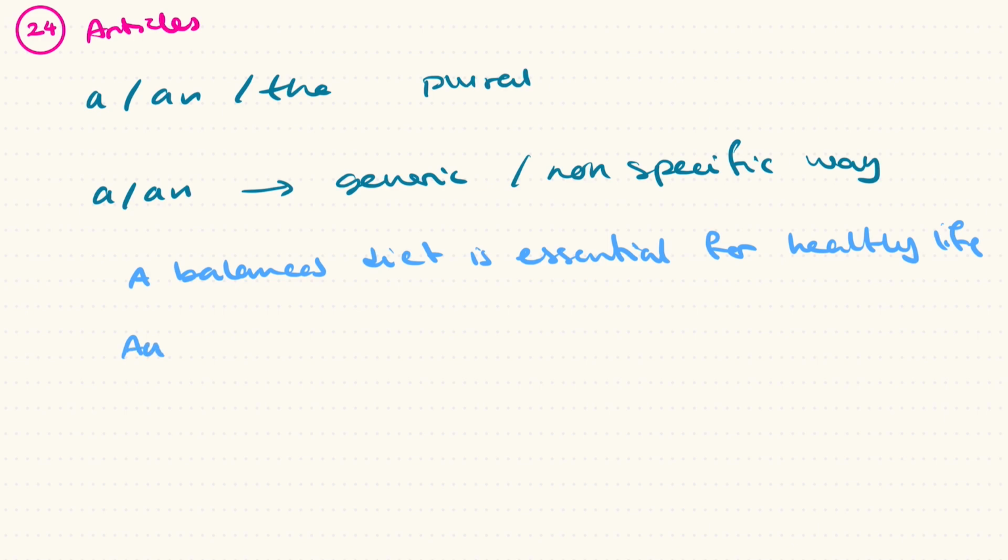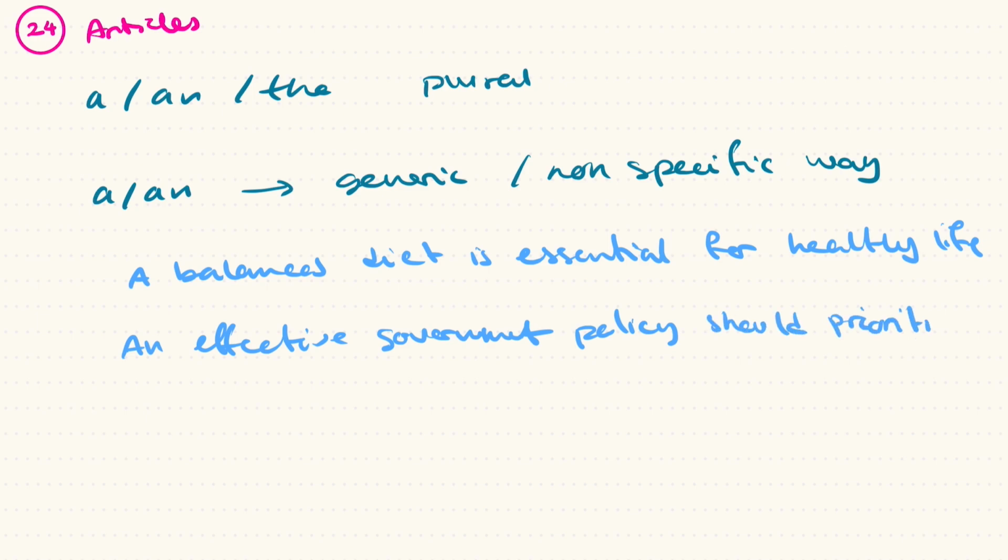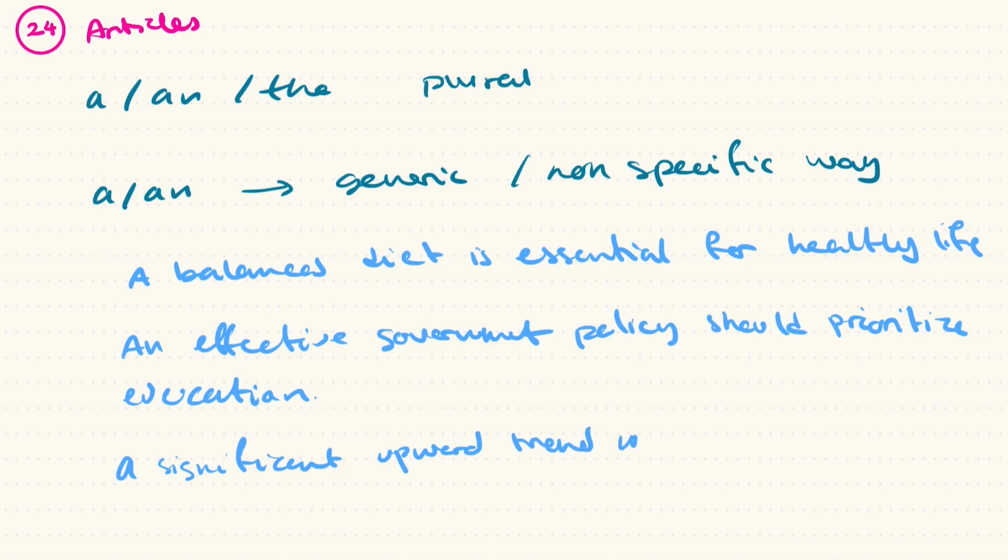Or for an, you can say, an effective government policy should prioritize education, for example, or public health, let's say. So this is a generic way of using a or an, more for task 2. For task 1, you can also say, a significant upward trend was observed.